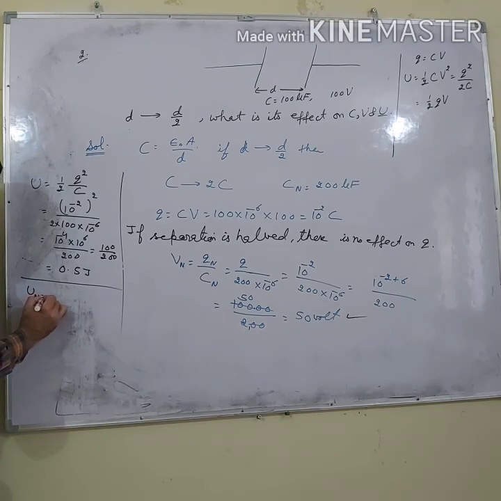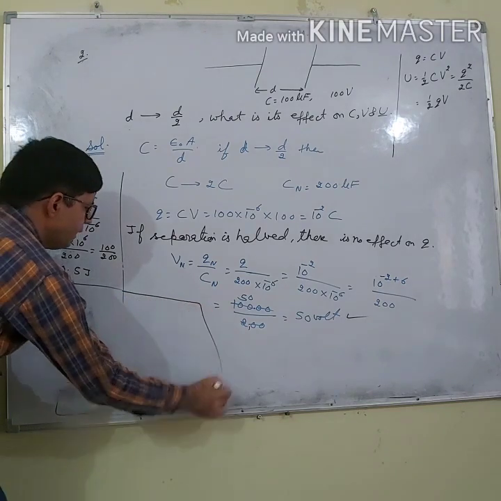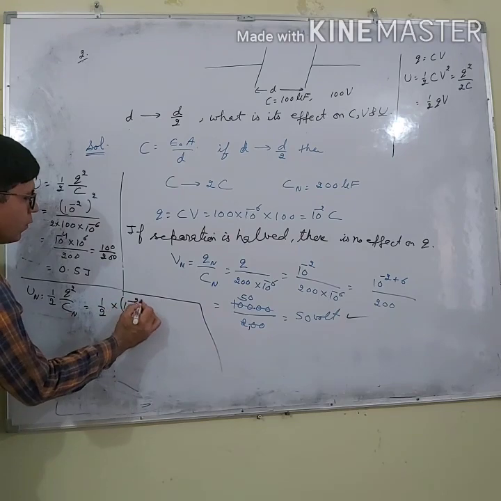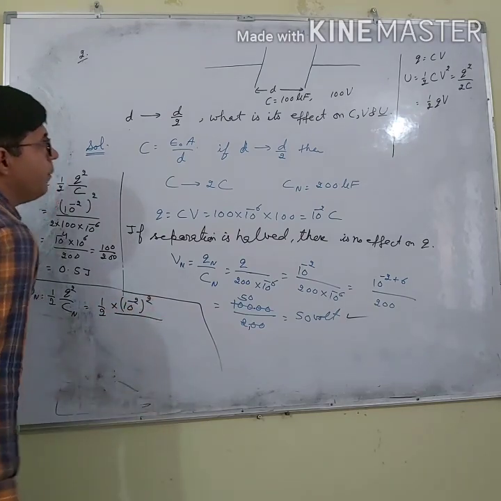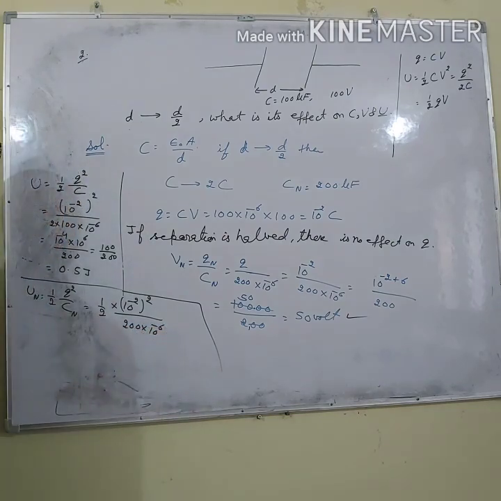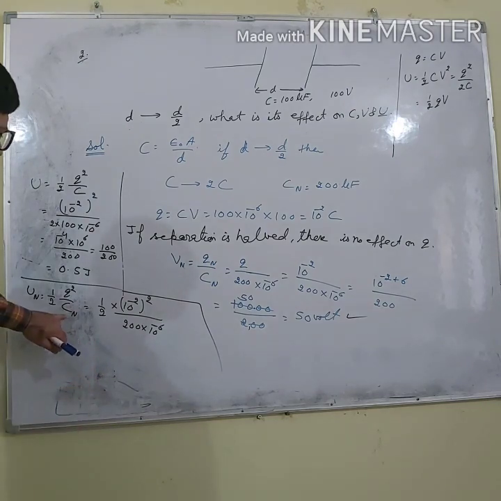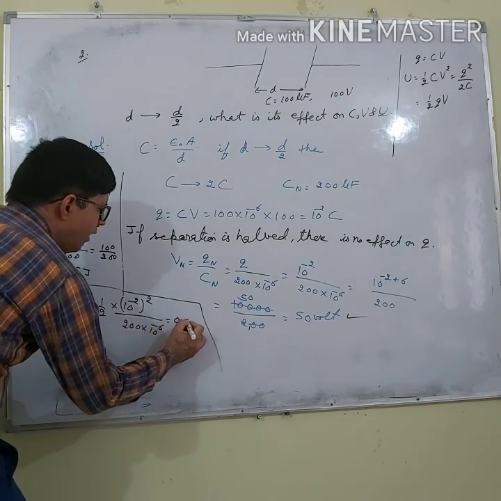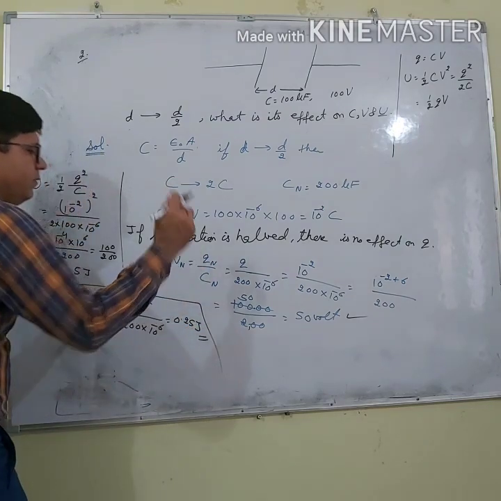And what is the new potential energy? It is half Q square by the new capacity. So how much will it be? Again Q is 10 to the power minus 2 square, and what is the new capacity? The new capacity is 200 times 10 to the power minus 6. Now I think you can solve it very easily. Since capacity is doubled, what will happen? It will become half, 0.25 joule.